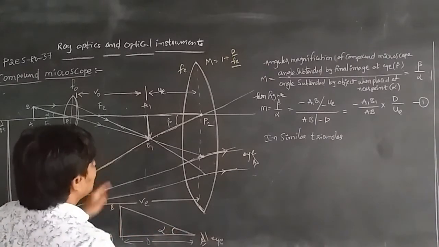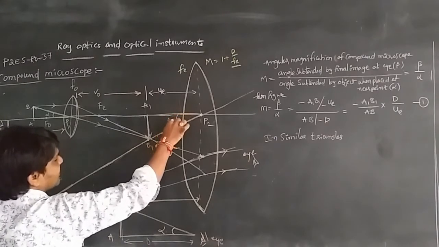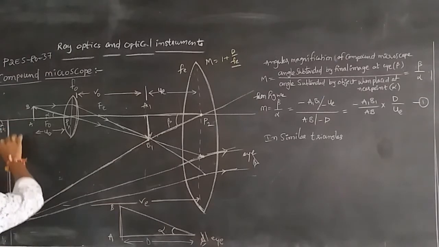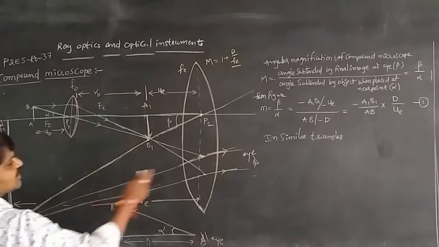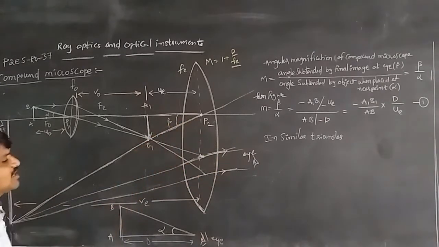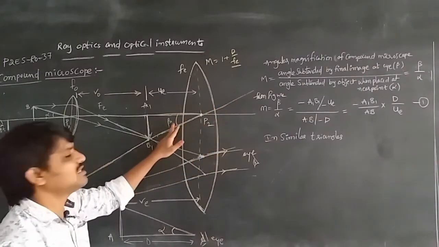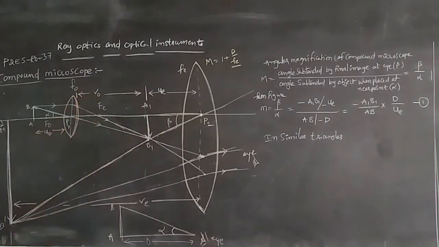So here the visual angle will be beta. From the pole we can see that the total final image is A dash B dash. The A dash B dash image is formed with the visual angle beta, when it is near the eye, near the lens. So from this total diagram, this is the construction of a compound microscope.